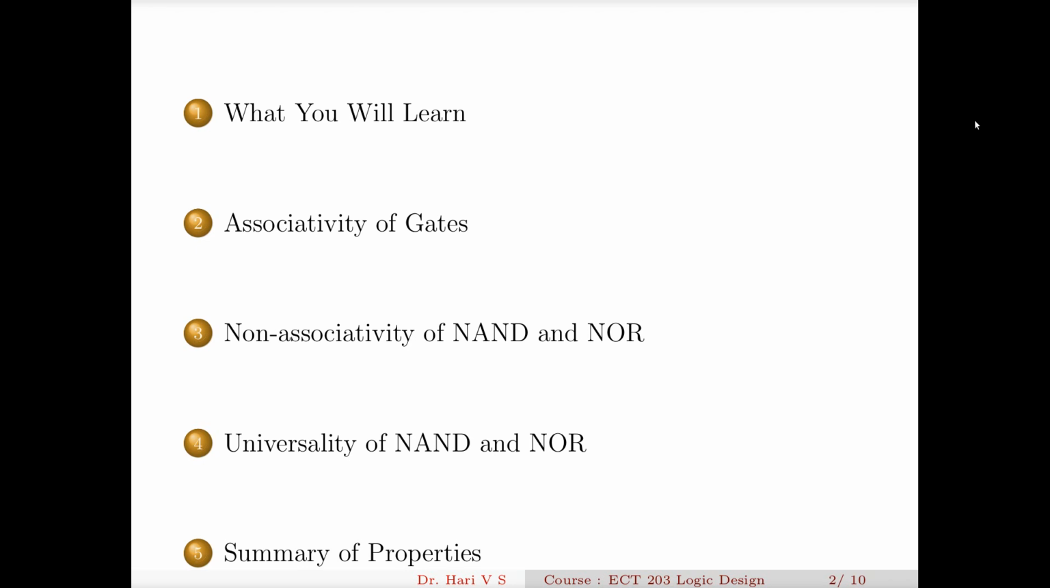First you will understand the learning outcomes of this video, and then you will see the associative property of gates, and then the non-associativity of NAND and NOR gates, then the universality of NAND and NOR gates, and finally we will summarize the properties.